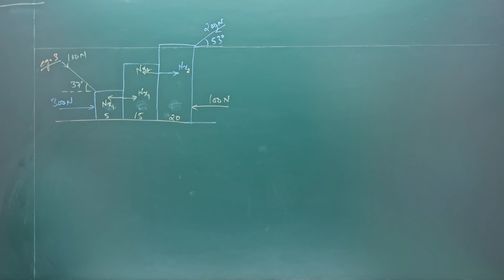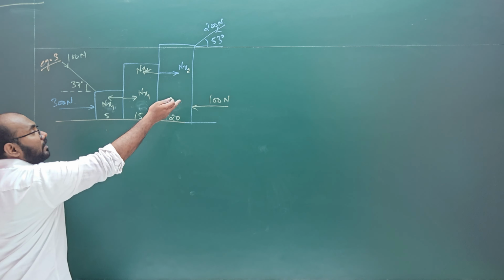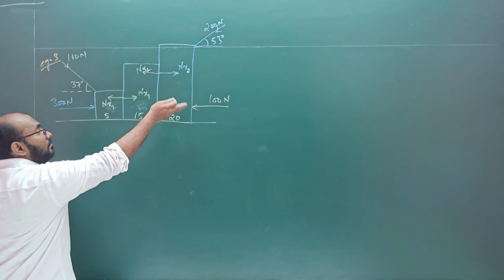Yes or no? So the normal on body A because of B, and the normal on body C because of body B, will have different values. Okay, try that. Shall I? Did everyone get the answer? So shall I calculate the acceleration directly?